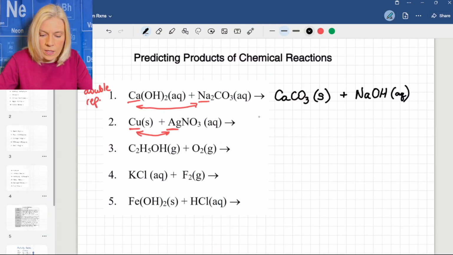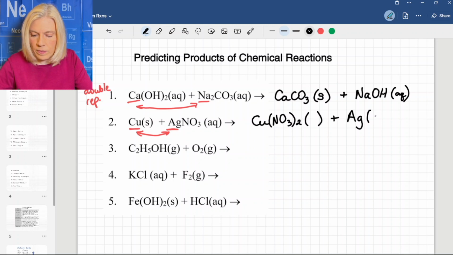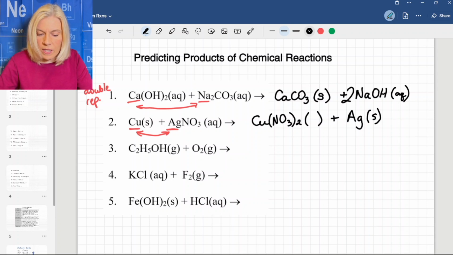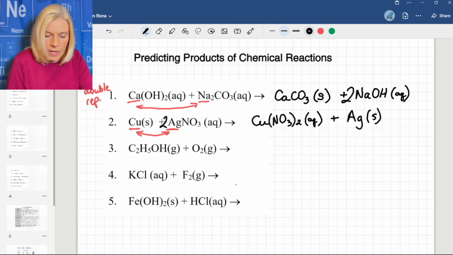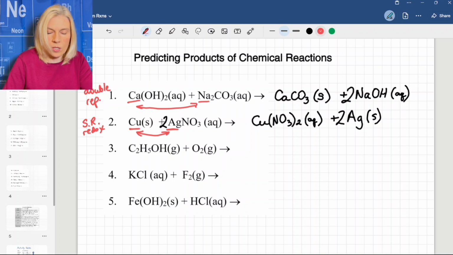So we will have copper nitrate plus silver metal. Oh, I didn't balance this one quickly. Silver metal, nitrates, everything with nitrates is aqueous. And I have to make sure I balance this one. I have 2 nitrates. I need to have 2 nitrates and then 2 silvers. So yes, there we go. My balanced reaction. It is our single replacement reaction. I'm going to put single replacement, and it is redox. That's the driving force for this reaction.